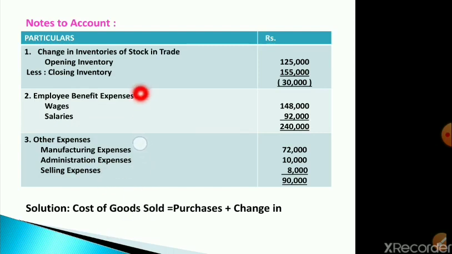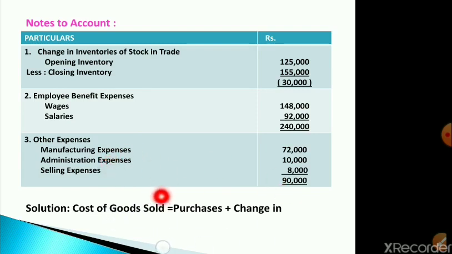So generally, if we see these two expenses, we have to sort out the direct expenses, because in calculating COGS, we need the direct expenses. And if you remember the final accounts, we know how to differentiate the direct expenses and indirect expenses. So wages is a direct expense, salaries an indirect expense, manufacturing expenses direct expense, administration expenses indirect expense, selling expenses indirect expense.